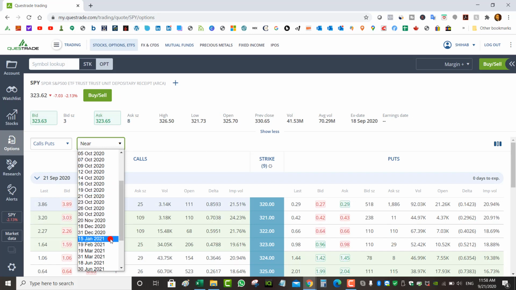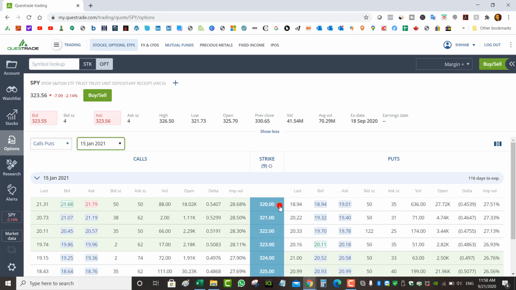If I want to be protected until, let's say, January 2021, that insurance is going to cost me more because I'm covering a larger period. I'll have to pay $19 per share, so that's $1,900. One option contract represents 100 shares. So I'd have to pay $1,900 to protect my 100 shares of the SPY in case it drops below 320 between now and January 15.